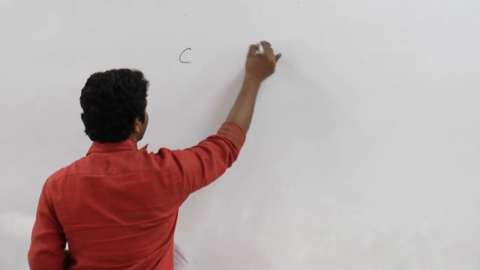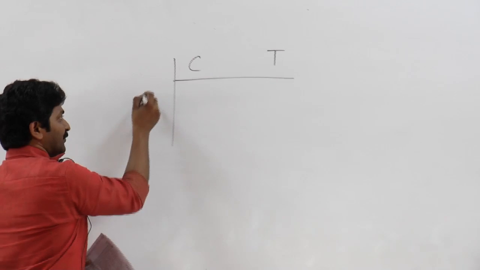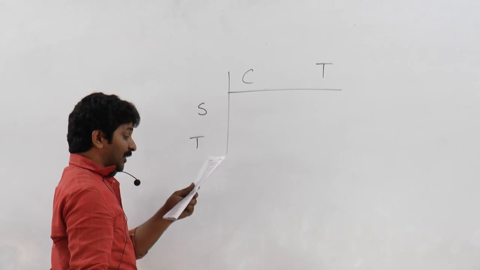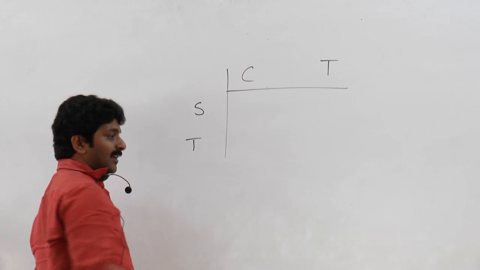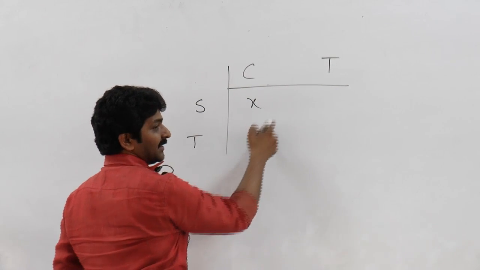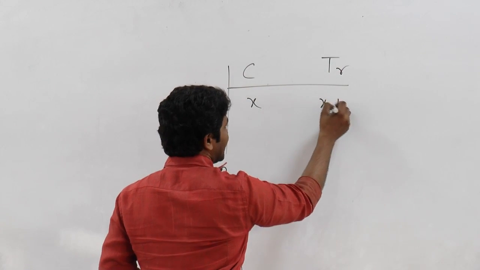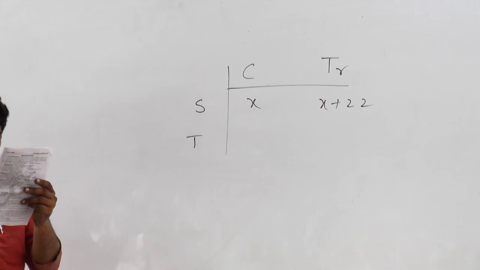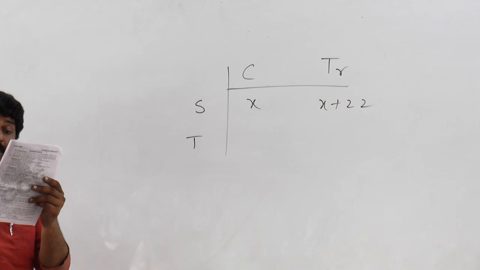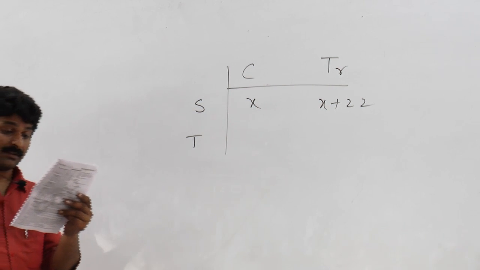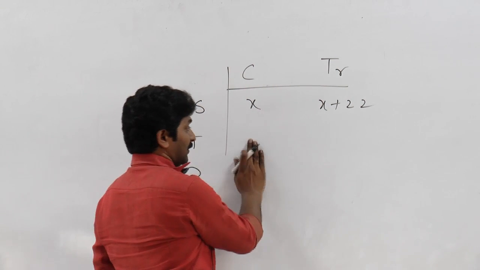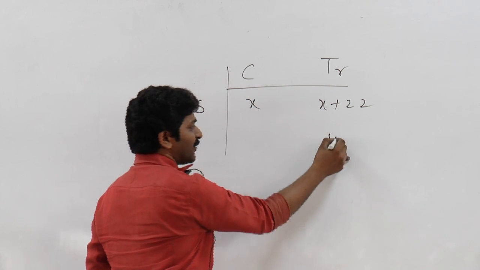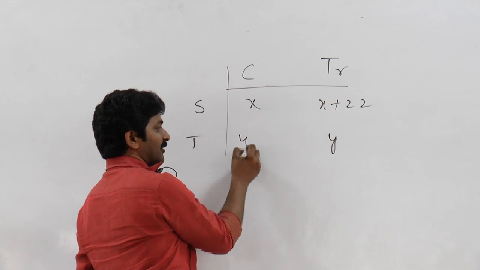This is about car and this is about train. First of all, speed and then time. Speed of the train is 22 kilometers faster than car. If car speed is x, train speed becomes x plus 22. And then first information says car takes 2 hours more than the train. The time taken by car is 2 hours more than this. If this is y, this is y plus 2.